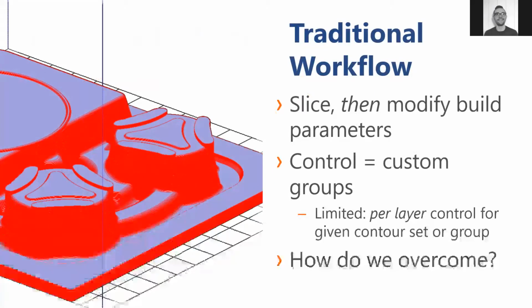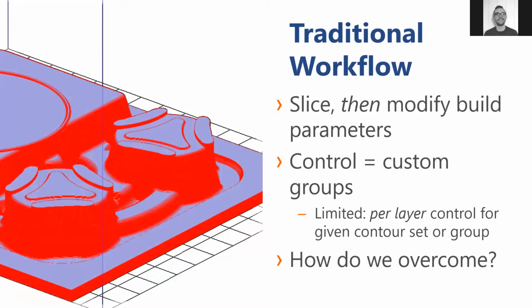So traditionally, what we do is we slice and then we modify our build parameters, and we get our control from custom groups. But in this instance, we're limited to per layer control for a given contour set or a given custom group. And so we want to see, how do we overcome that?